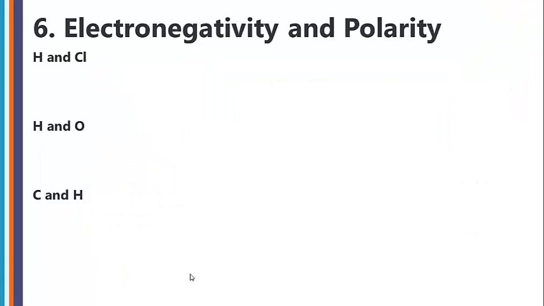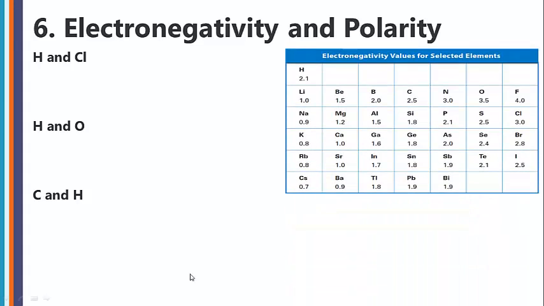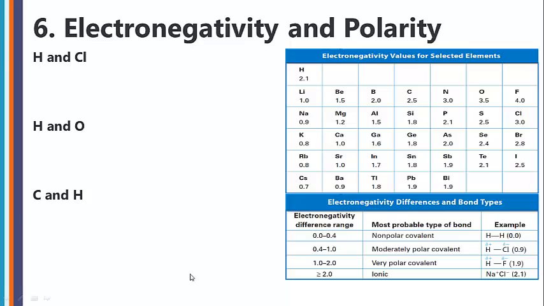Next is asking us to use electronegativity to determine polarity. So in order to do that, I need my electronegativity table, and it's nice to have electronegativity differences so we know what range each type of polarity or nonpolar falls into. So hydrogen and chlorine. Hydrogen is 2.1 minus chlorine, which is 3.0. We're going to take the absolute value because we just want the magnitude of the difference. So that's 0.9, which is going to fall in the range of moderately polar covalent.